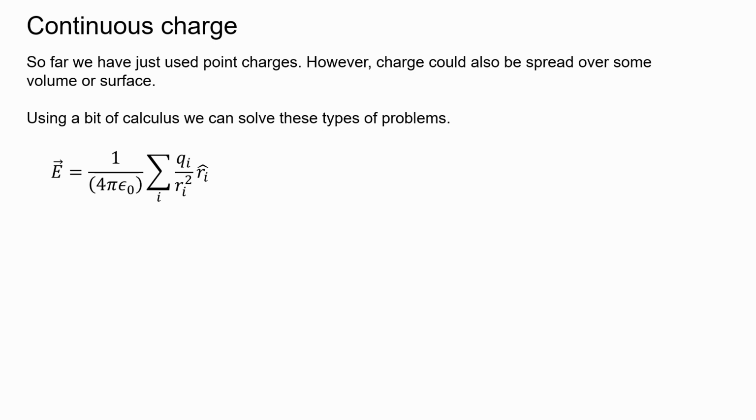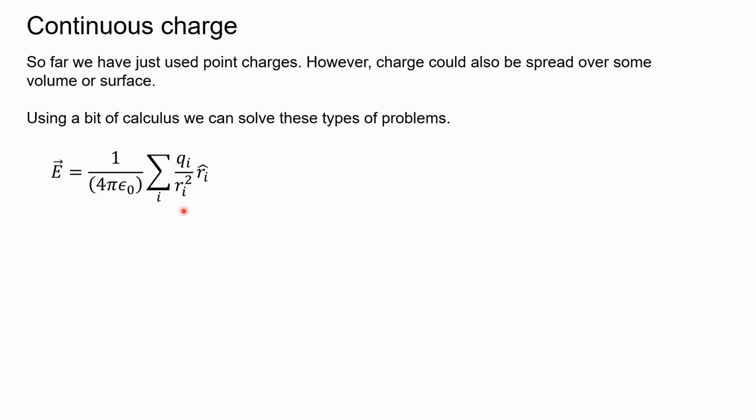So thus far, we have only used point charges, so particles of charge that aren't spread over some space. However, charge can be spread over some macroscopic volume or surface, and using a bit of calculus, we can solve these types of problems. So currently our equation for the electric field looks something like this. The electric field is equal to 1 over 4 pi epsilon naught.